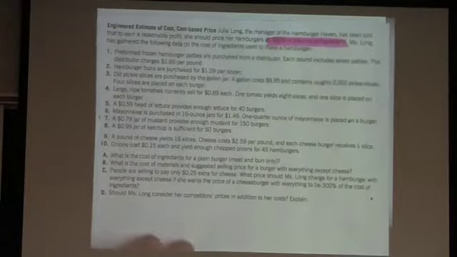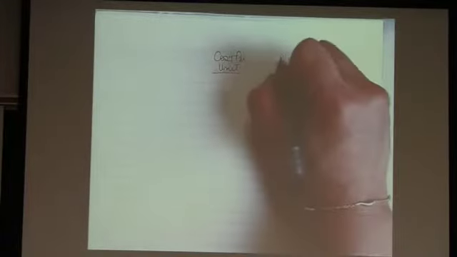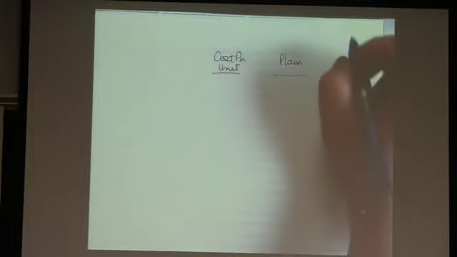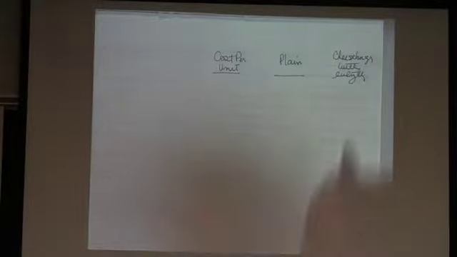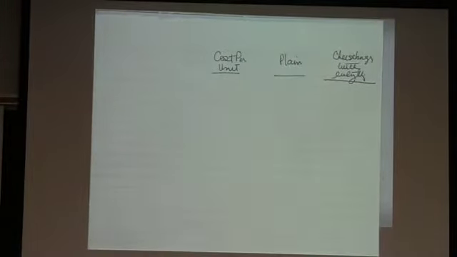Okay, so let's take a look at how we analyze the cost of the first question, hamburger and meat. To do this, I just want to do a really easy chart. And the chart would be cost per unit. And then this would be plain, and this would be cheeseburger with everything. Okay? So I'm going to try to answer both A and B together.